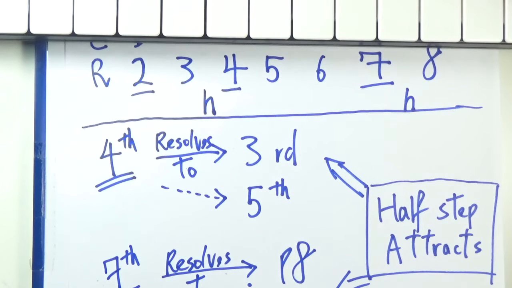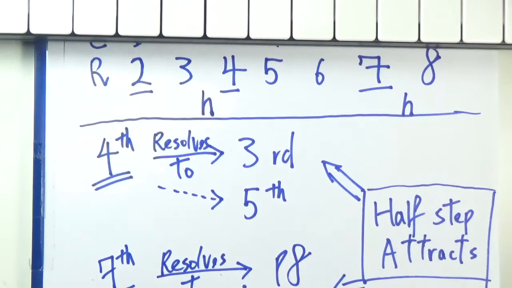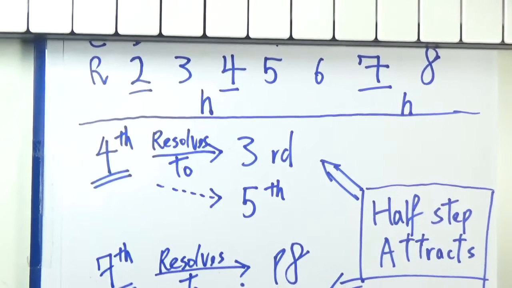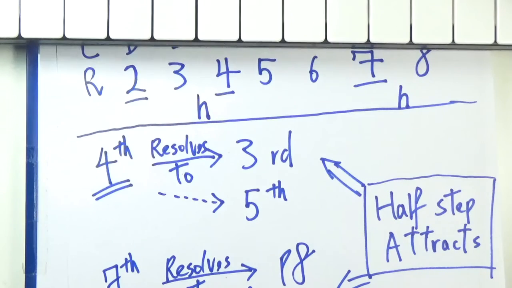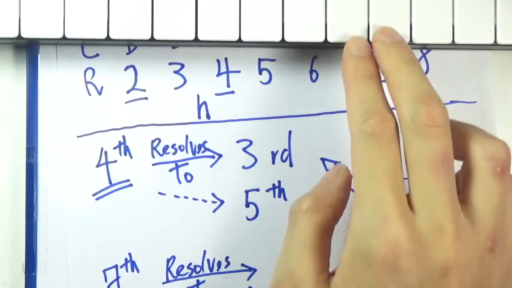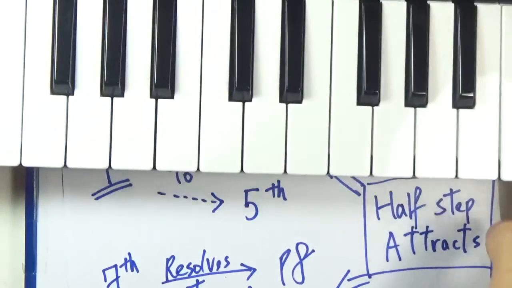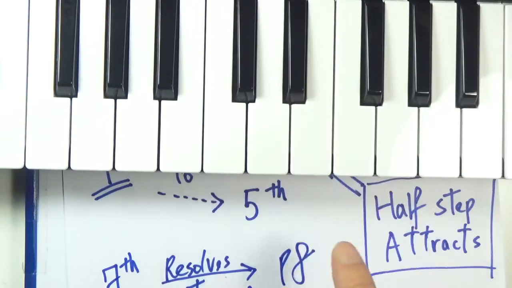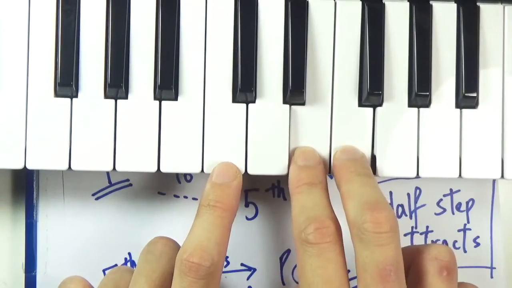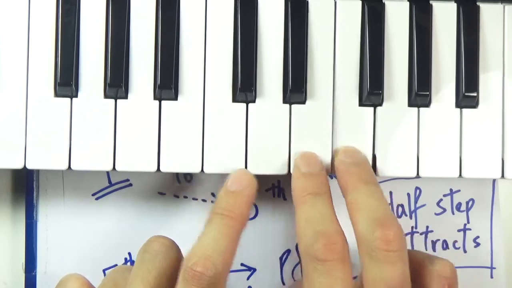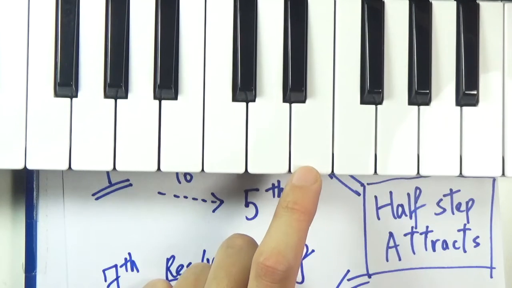All right. So one more thing. Half steps attract. Let's not worry about grammar here. Half step attracts. So what we are saying is, check out this half step here. What we're trying to express again here is for half steps. You can kind of think about it this way.